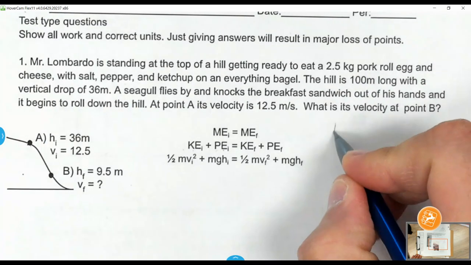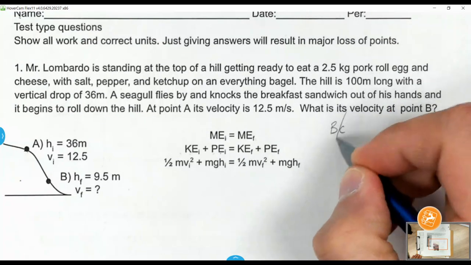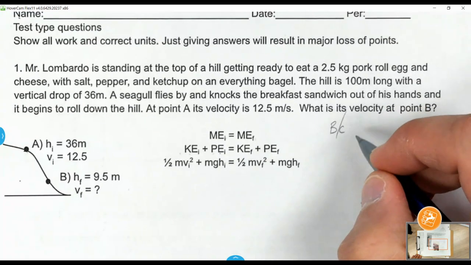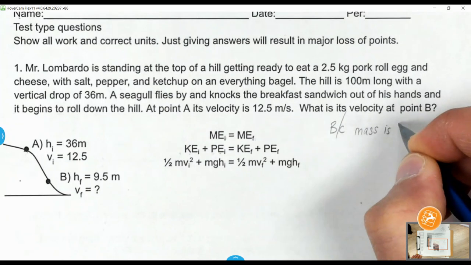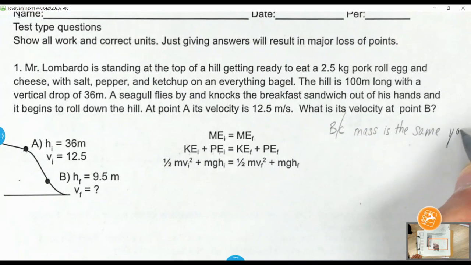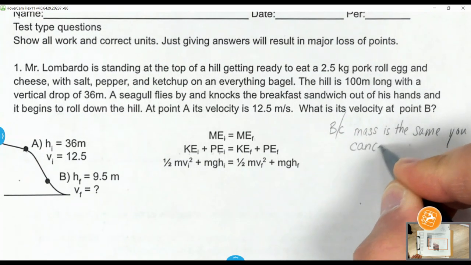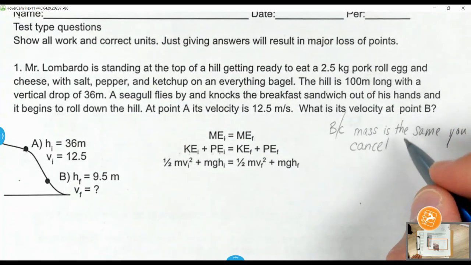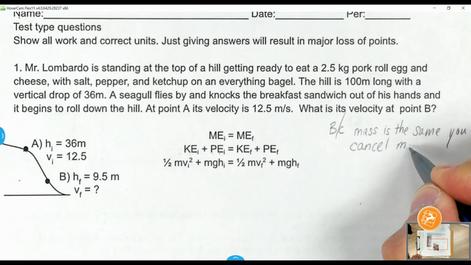Okay, so I'm going to write a little note here. Because mass is the same, you can cancel m.